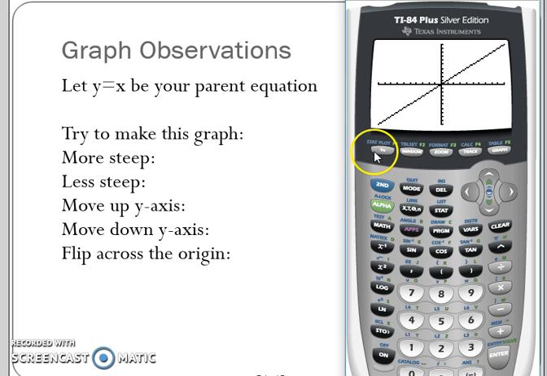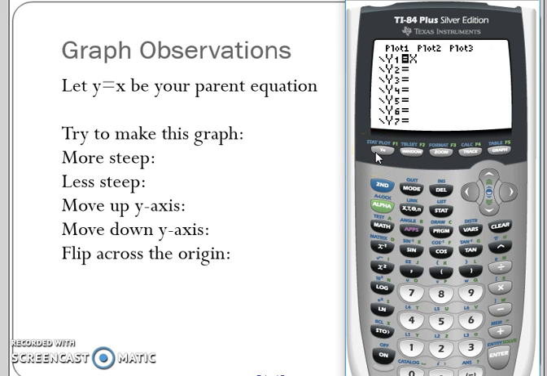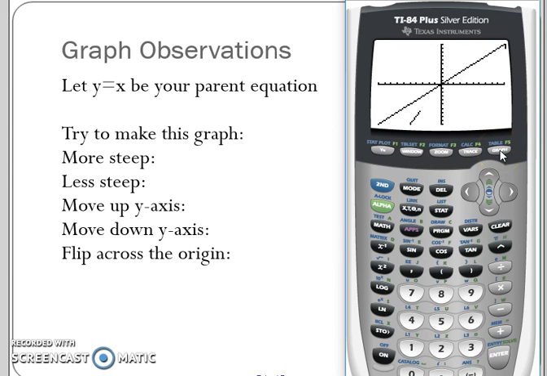Go back to your graphing calculator, press Y equal, Y1, Y equals X, that's your original equation. Press enter. We're going to make this more steep. So for Y equals X, your slope is 1X. So if I want to make the slope bigger, more steep, you can use any number bigger than 1. So I can do 2X. And then if I press graph, you can see the line is steeper. This is the original, that's the new one.